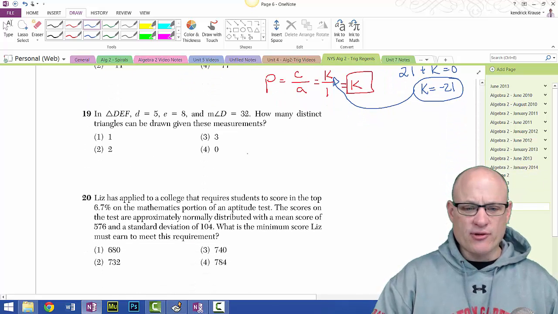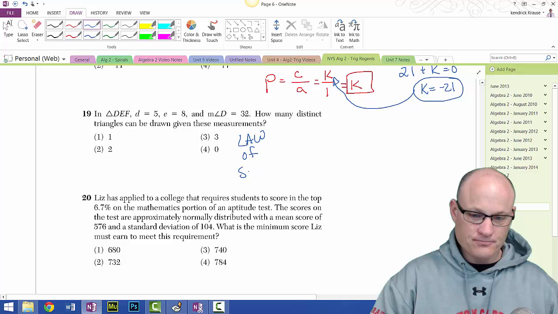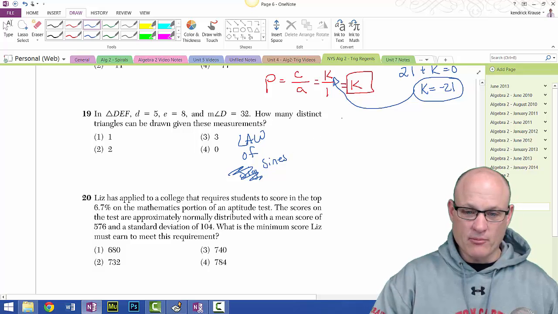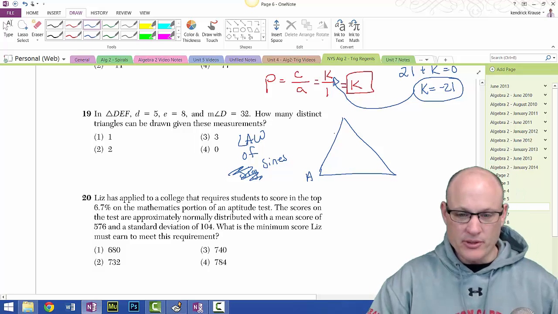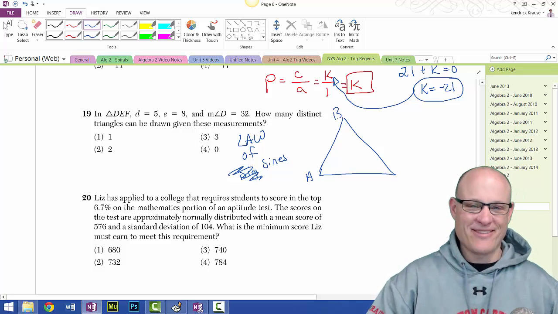How many distinct triangles? Law of sines. I'm actually writing "signs," S-I-N-E-S. That's freaking embarrassing. I'm going to blame my students for that. They made me dumber this year. Well, only a couple of them, BP. You know who I'm talking about, BP. Just kidding, BP. You're one of my favorites.